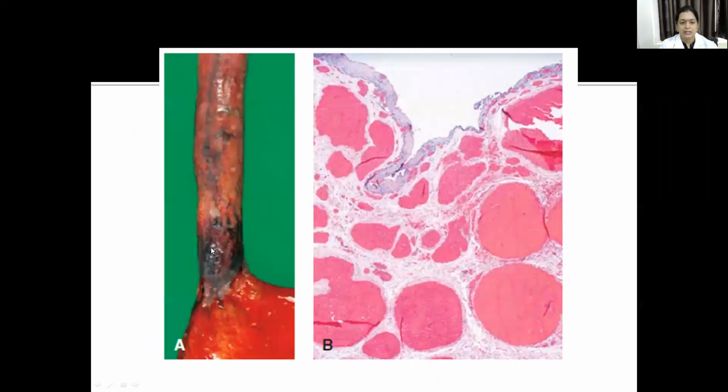So this is the gross picture. You can see the esophagus. What you have to remember is that there are these varices, right? See here you can. So how would these varices look under the microscope? This is stratified squamous epithelium, and you can see long dilated blood vessels which are congested with blood. So this is the typical finding of the esophageal varices, right?